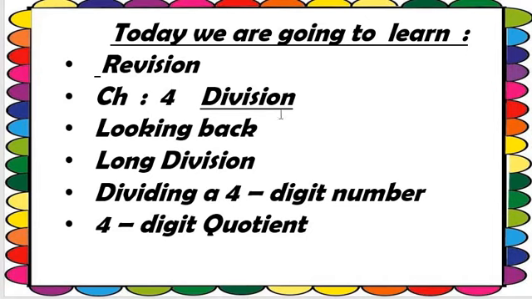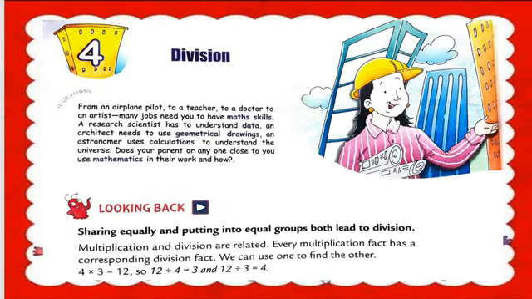First of all, in chapter number 4, division, we are looking back at what we learned in the previous standard, the third standard. Then we are going to move on to the long method of division. Then dividing a 4-digit number and a 4-digit quotient. Understood? Now let's start chapter number 4, division.